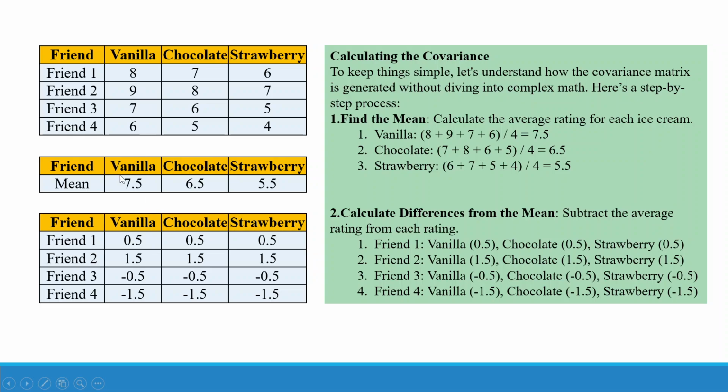9 minus 7.5, 1.5. 7 minus 7.5, minus 0.5. 6 minus 7.5, minus 1.5. Similarly, you will repeat this procedure for chocolate and strawberry.